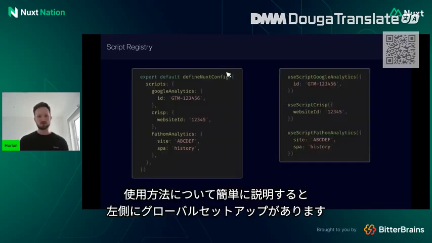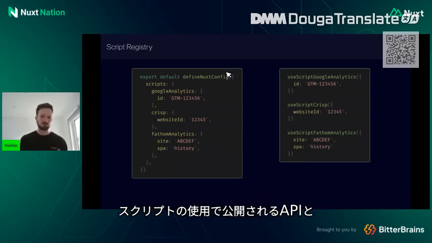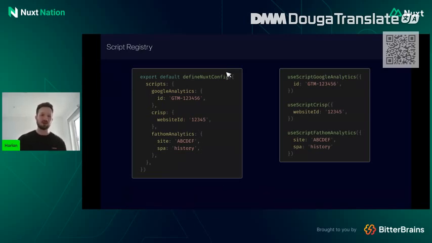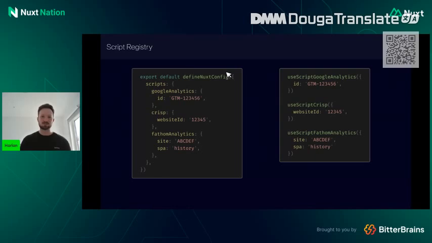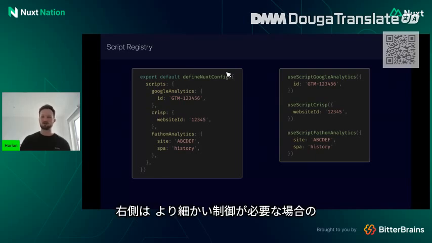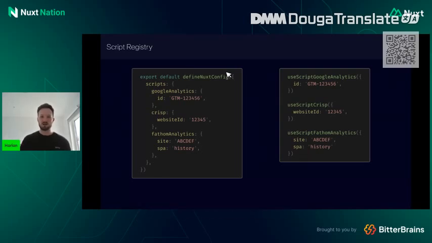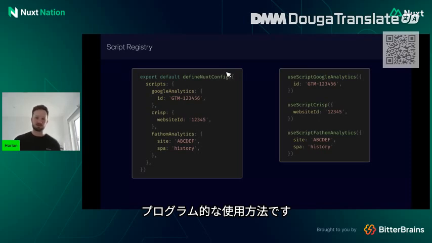And just a quick note on using it. On the left, we have just a global setup. So if we don't care about interacting with the API that is exposed from using this script, then we can just use this, nice and easy. And on the right, this is more programmatic way to use it, if we want to access these underlying APIs.